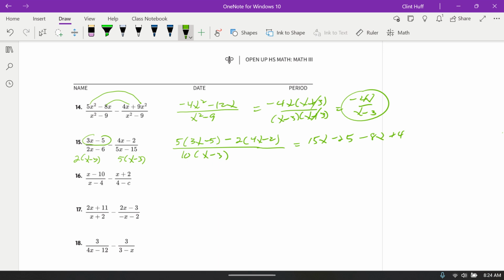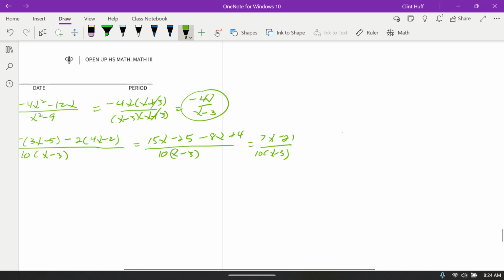What's that? That is 7x. So this is over 10 times (x minus 3). So that's 15x take away 8x is 7x. Negative 25 take away 4 is negative 21 over 10 times (x minus 3). The numerator factors as 7 times (x minus 3) over 10 times (x minus 3). Cancel out the x minus 3, and it's 7 over 10.